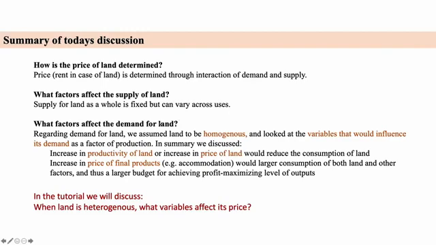When it comes to demand, we assume land to be homogeneous and looked at variables that would influence its demand as a factor of production and not as a product itself. In summary, we discussed that an increase in productivity of land or an increase in price of land would reduce the consumption of land. An increase in price of final products would require larger consumption of both land and other factors, and thus a larger budget for achieving profit maximizing level of outputs. Now, so far we have been assuming that land is homogeneous.